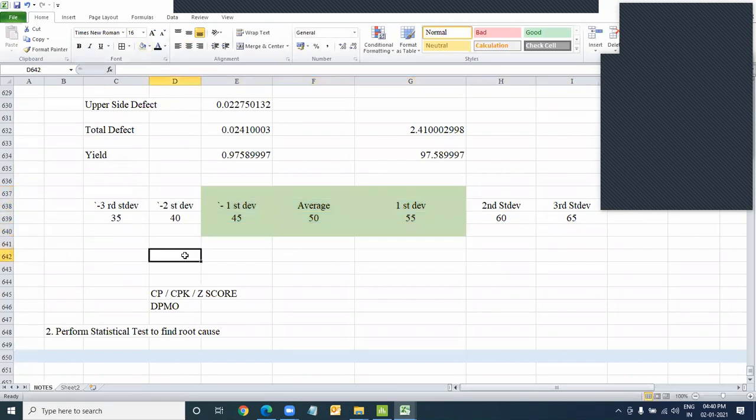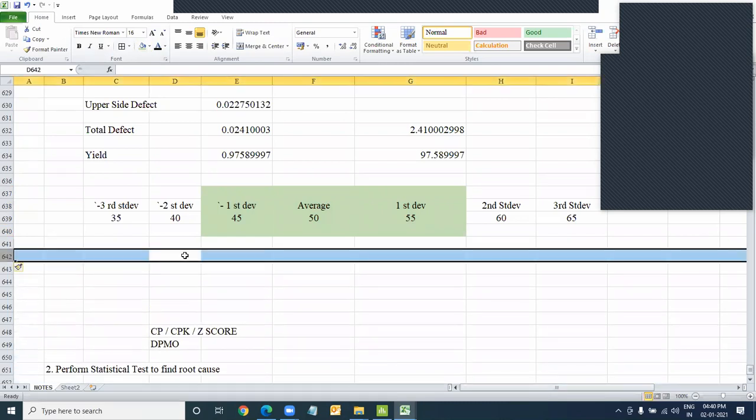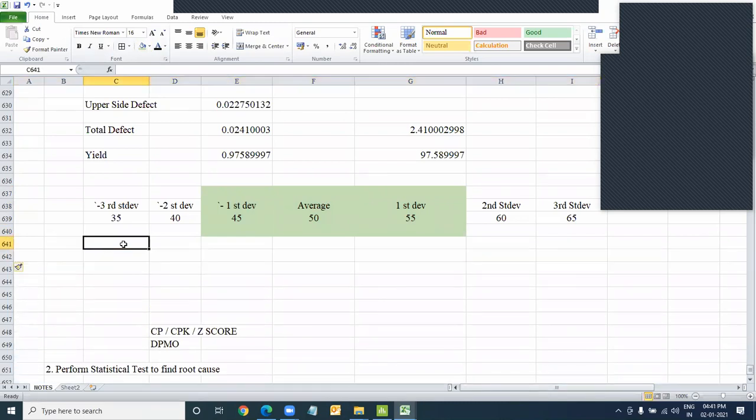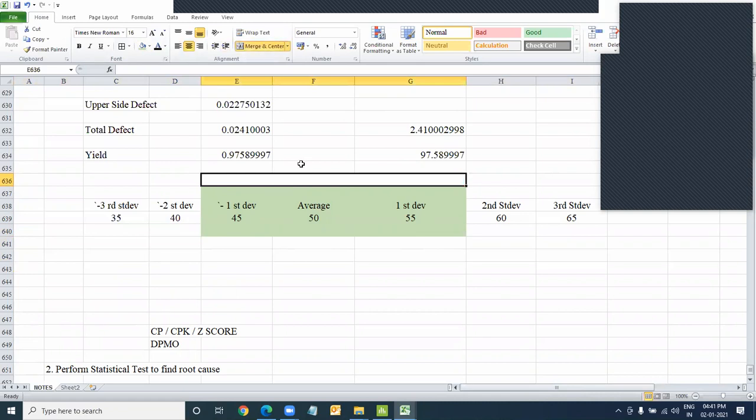Now, how do we calculate? Same norm dist formula. Keep this in mind: this formula of norm dist always calculates from left to right. That's the limitation of the formula. It always will calculate the area from left to right. So if I want to calculate this area, is this 68.2 or not? That's what we want to find out. That's the validation we want.